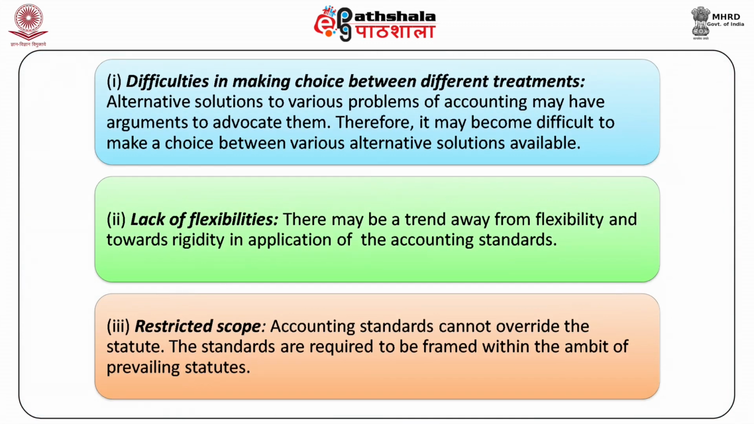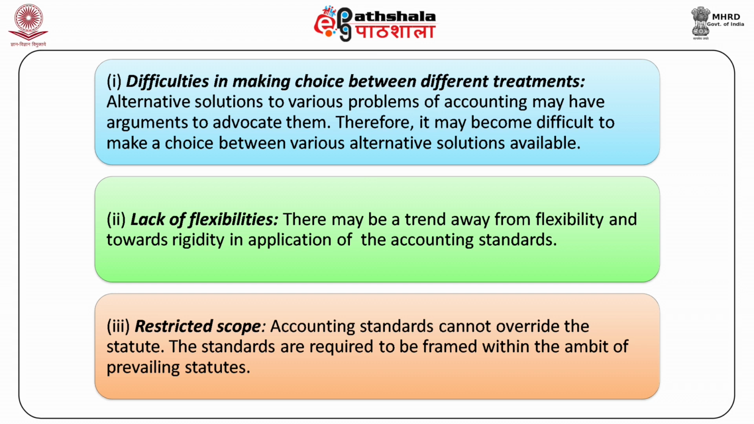However, there are some limitations of setting of accounting standards. First, difficulties in making choice between different treatments. Alternative solutions to various problems of accounting may have arguments to advocate them. Therefore, it may become difficult to make a choice between various alternative solutions available. Second, lack of flexibility. There may be a trend away from flexibility and towards rigidity in application of the accounting standards. Third, restricted scope.